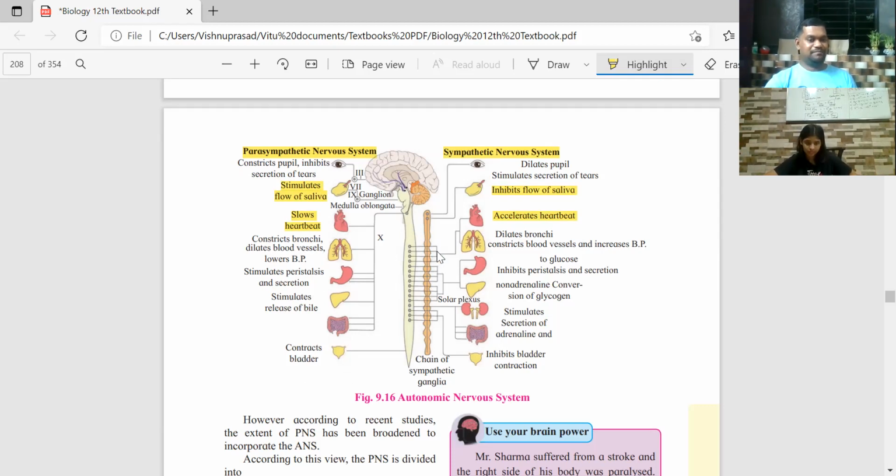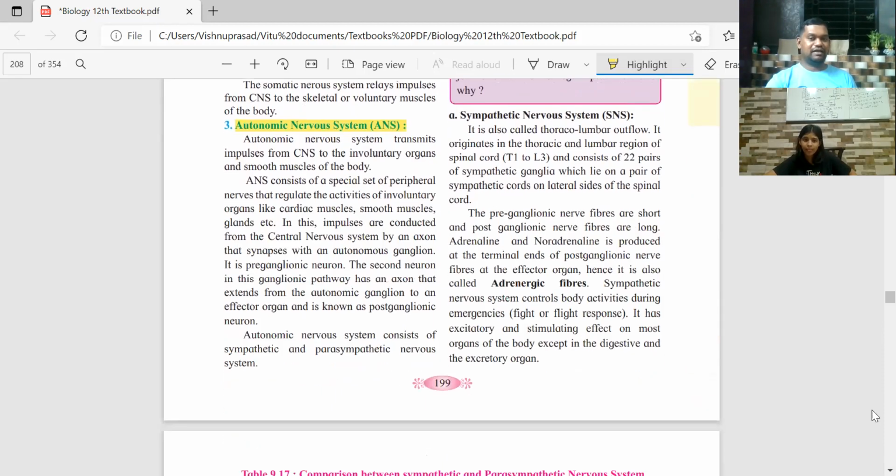Totally involuntary. The autonomic nervous system consists of these two: sympathetic and parasympathetic. Now, there are something called preganglionic nerve fibers. Okay, it is also called the thoracolumbar outflow.